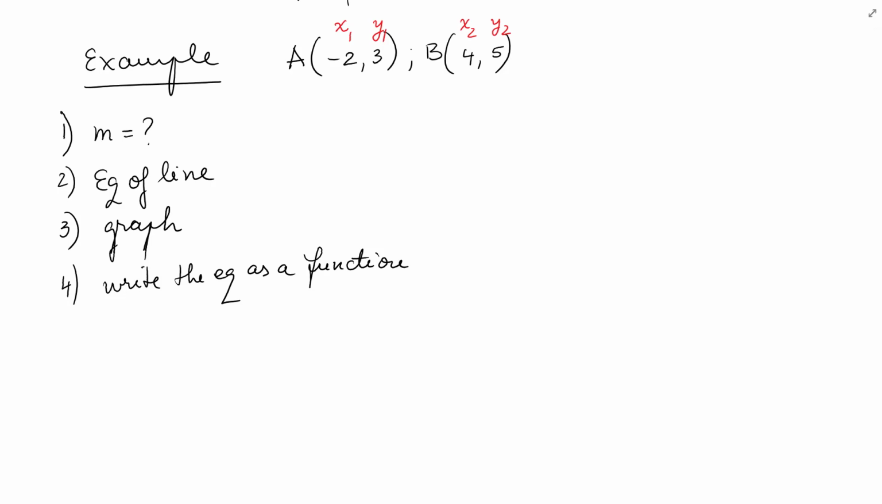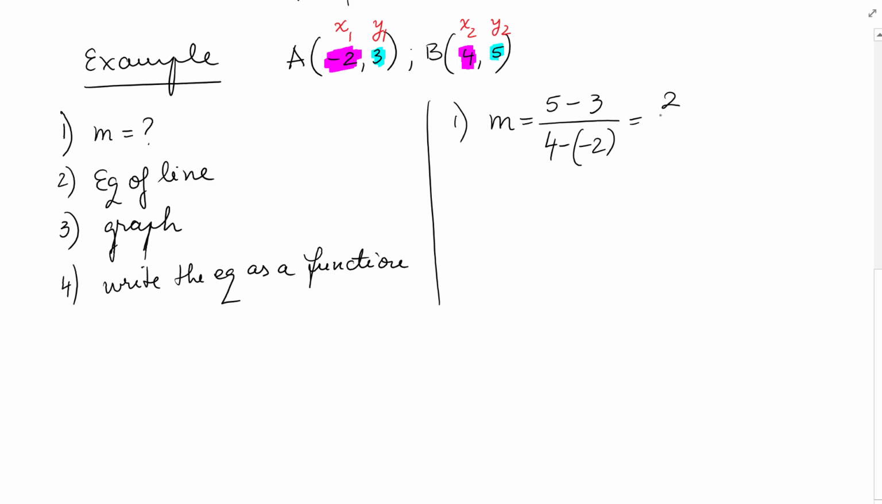So to find m, let's write the solutions here. To find m, let's use the formula y2 minus y1 over x2 minus x1. So 4 minus, and be careful, x1 is -2, so it's minus -2. So it's 2 over, minus -1 times -2, it's positive, so it's 4 plus 2. So we have 2 over 6, which is 1/3. We found the slope.